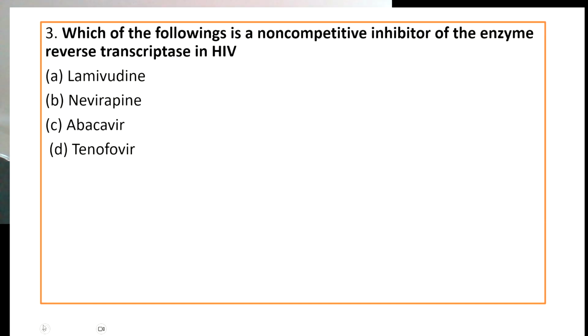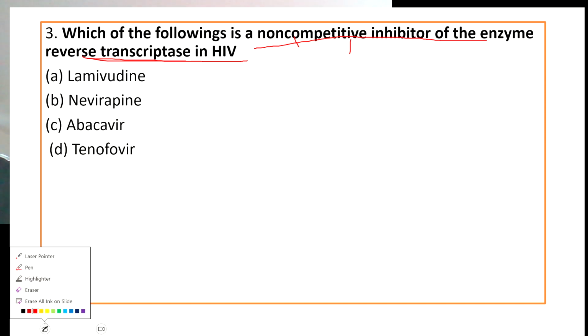Now we'll go to the next question. Question number 3 asks: which one of the following is a non-competitive inhibitor of the enzyme reverse transcriptase in HIV? As you know, antiviral drugs are a very important topic for the GPAT examination. You have to prepare wisely, because it is a little confusing what is a competitive and what is a non-competitive inhibitor, and what is a reverse transcriptase inhibitor and what is not. So please read carefully and slowly so you can understand. Now come to the question again.